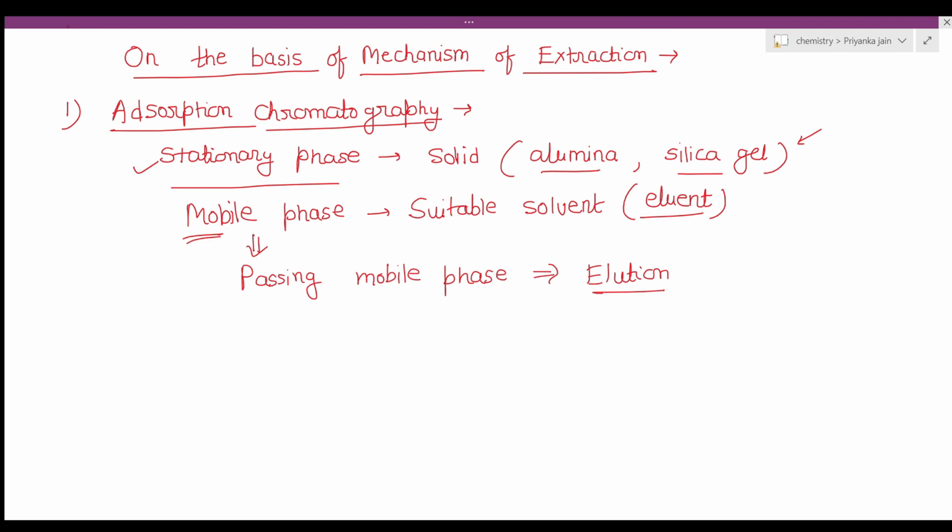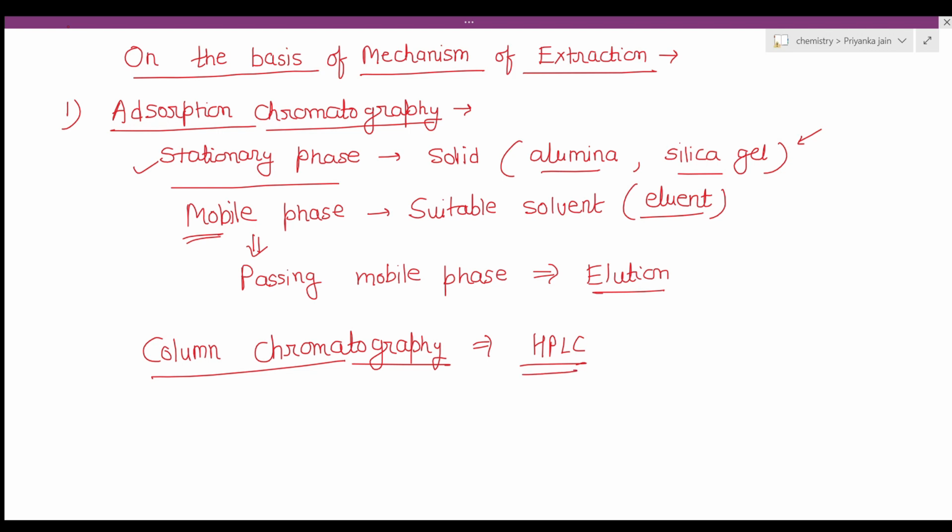One of the most important techniques that we see in adsorption chromatography is column chromatography. Column chromatography is a very important type of adsorption chromatography. Whenever we are using a column, this technique is called column chromatography. One important example of this type is the HPLC technique. We will see that in later lectures. I will also make a lecture on the HPLC technique, so you will see the full technique in that lecture. Here we have just taken the example.